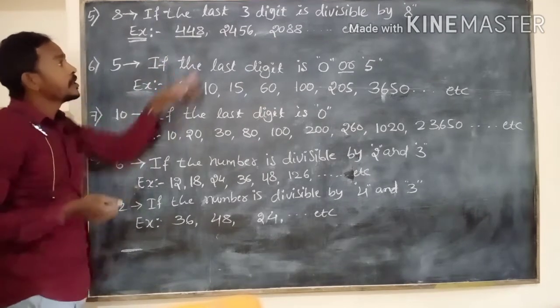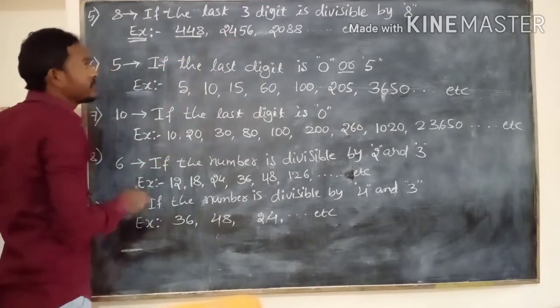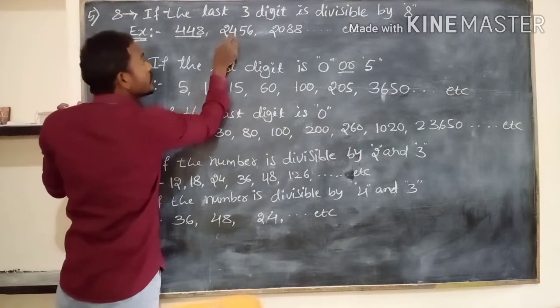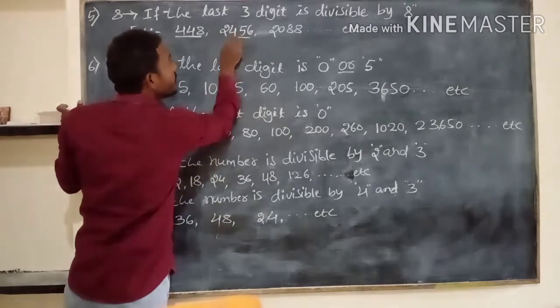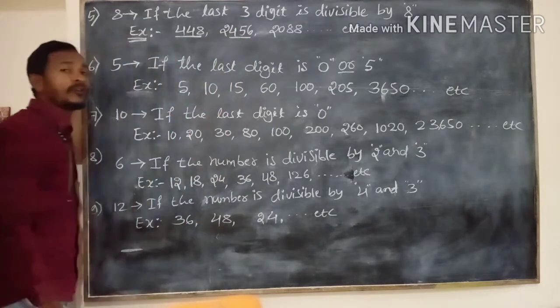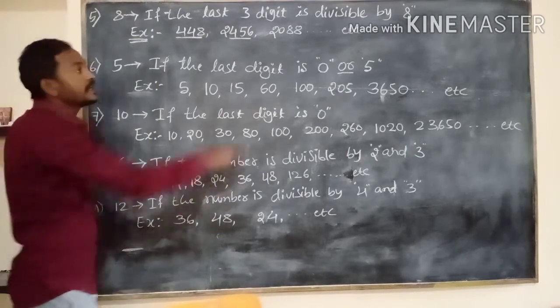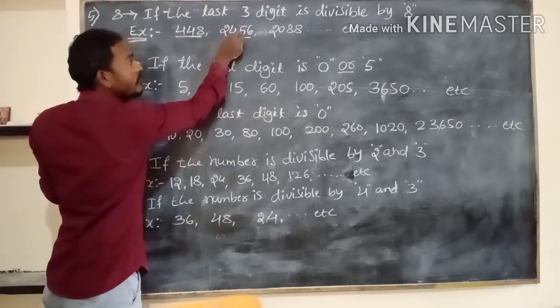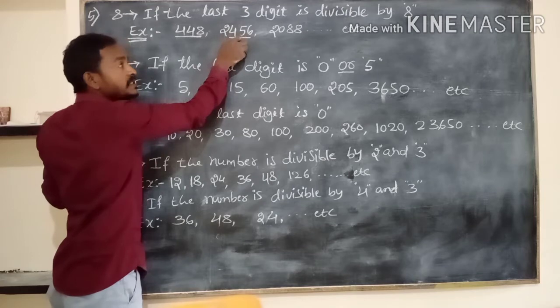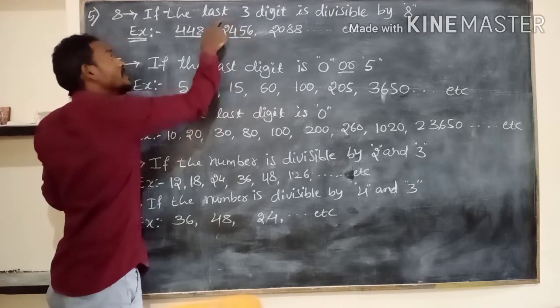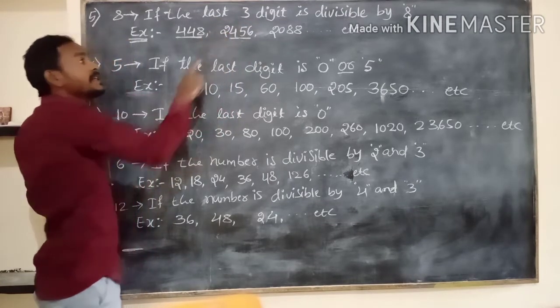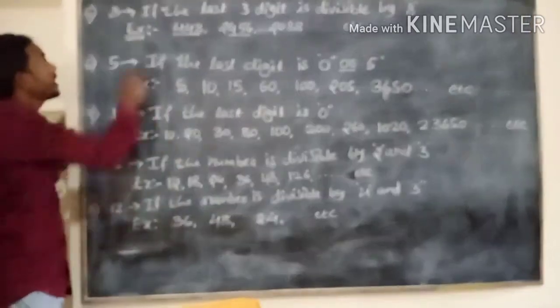The next one is 2456. The last three digits form 456, which is completely divisible by 8. See here, 8 fives are 40, remaining 16, 56, 8 sevens are 56. Then 2456 is completely divisible by 8.